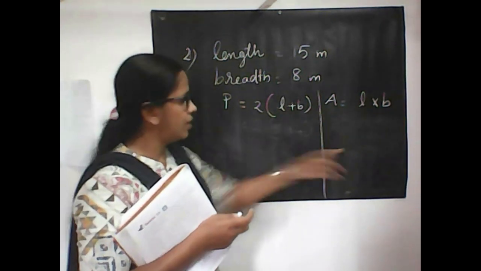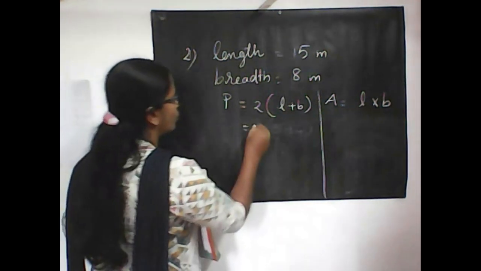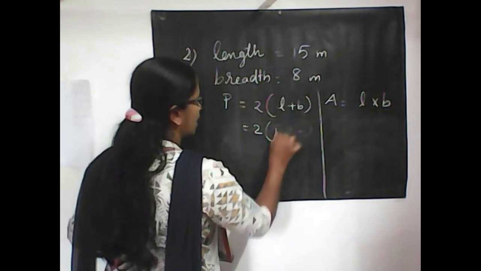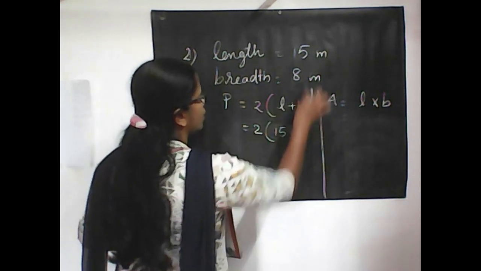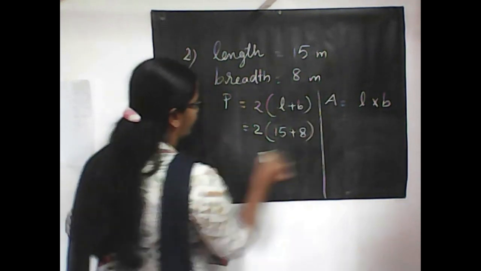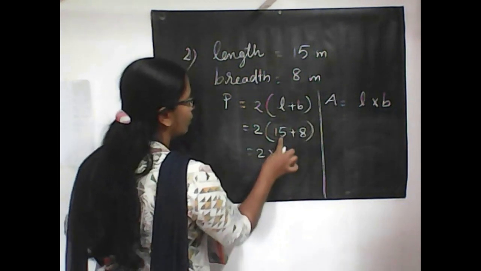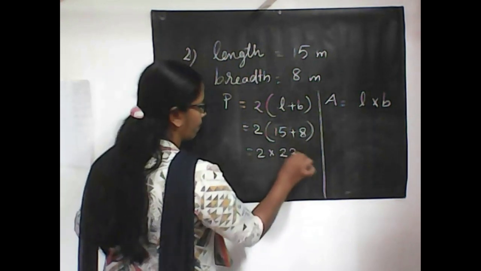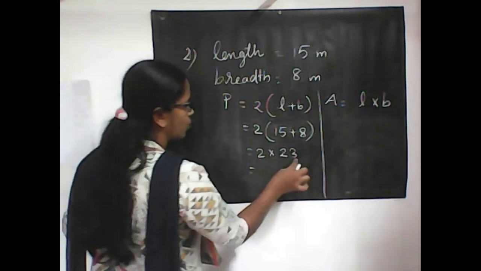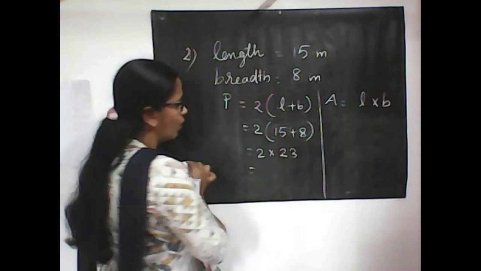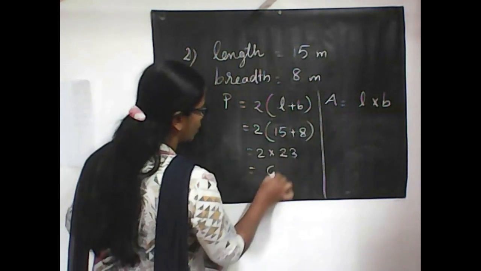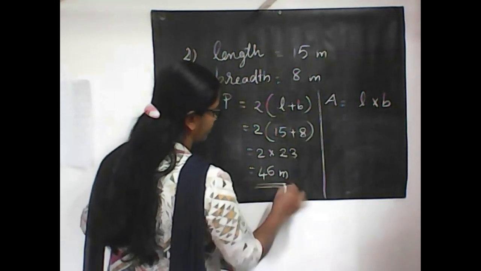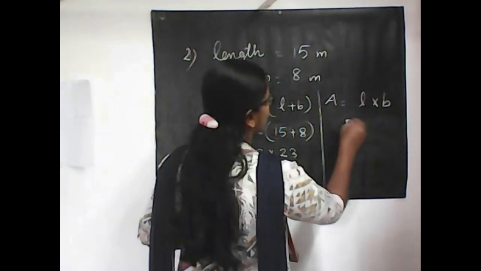See, perimeter is equal to 2 into, write the equation first, okay. After that, instead of L, you write 15 plus, instead of B, you write 8. Again, 2 into 15 plus 8. How much will you get? 23. Then multiply 23 into 2. Do the multiplication in the working column. 3 into 2, 6. 2 into 2, 4. 46 meter.